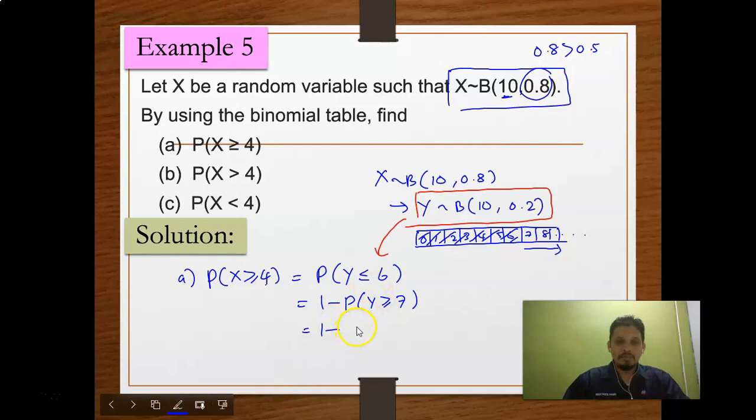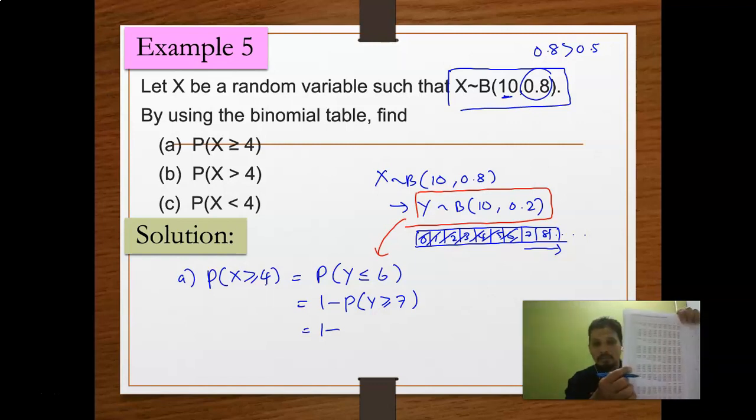Then refer to the statistical table where n, the number of trials, equal to 10, and the probability of success is 0.2. Okay, turn to page 6. From here, the number of trials is 10, and the probability of success is 0.2.